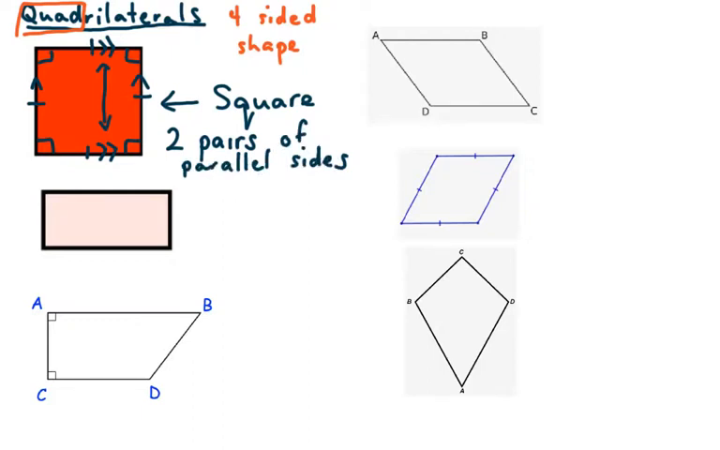The next shape is a rectangle. Very similar to a square. Same thing with the parallel sides, two pairs of parallel sides. Are all the sides equal? No, these sides are equal, so we use one little dash to show that. And these sides are equal. So we use 2 little dashes because we're showing which sides are equal to each other. So it has 2 pairs of parallel sides and 2 pairs of equal length sides.